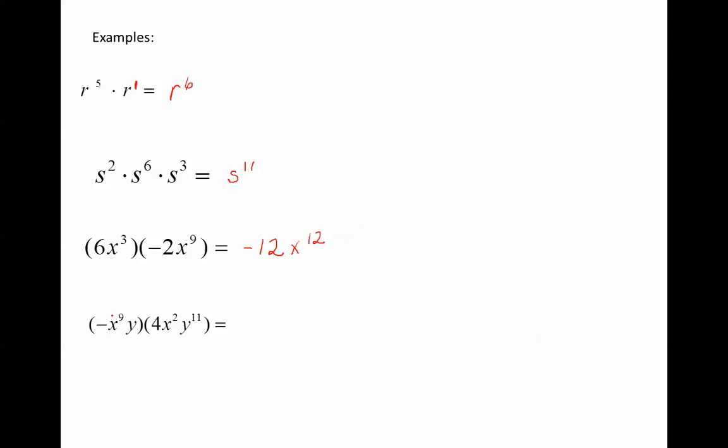And this one, you realize this is like having a 1 in front of this x to the 9th power, so this is like negative 1 times 4. So that gives you negative 4. And then when you multiply the x's together, you would add their exponents, x to the 9th. And the same thing with the y's. Add their exponents. So remember, this is y to the 1st right here. So it would be y to the 12th.